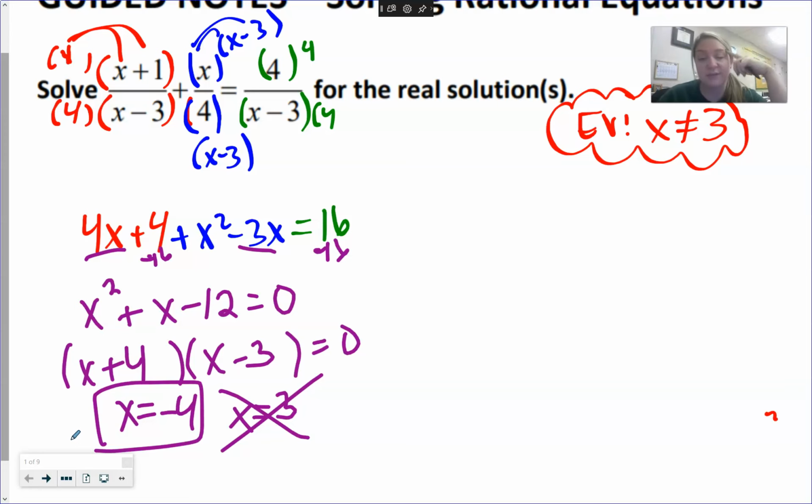Okay, and you can actually plug that in and check. Okay, negative 4 plus 1 is what? You have to plug it into the whole thing.